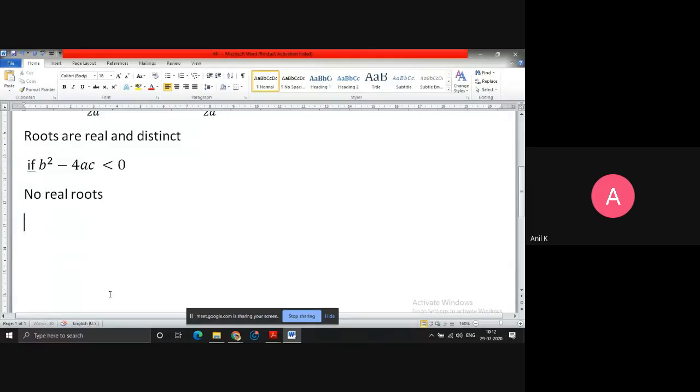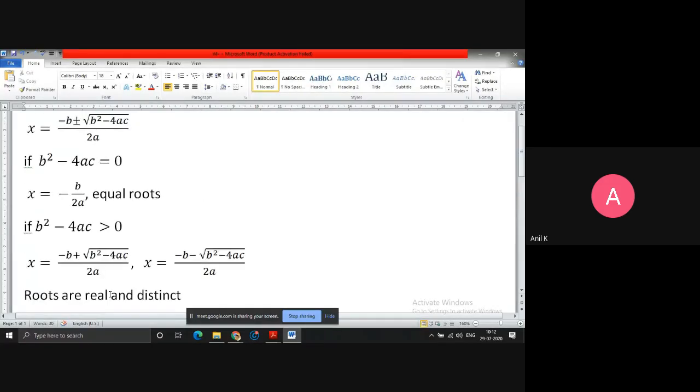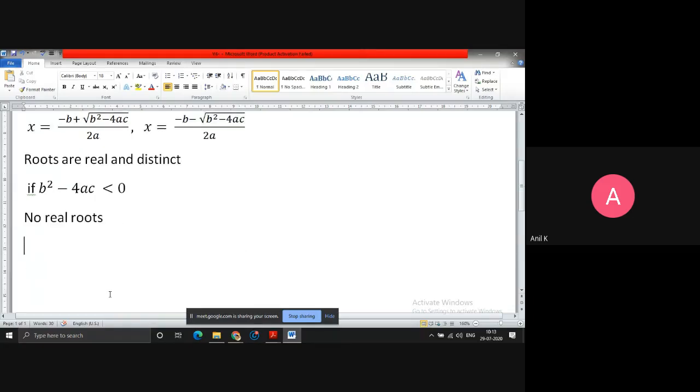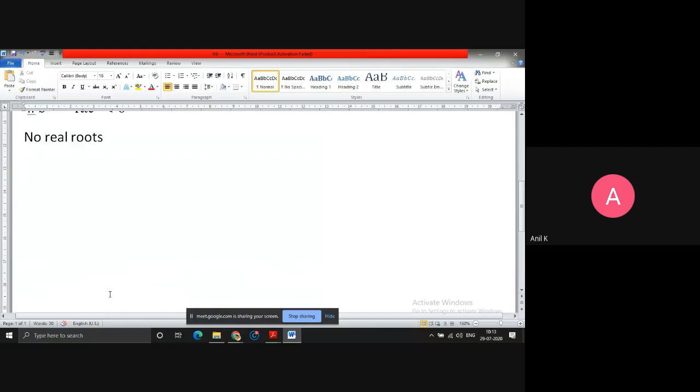Okay, so this is the introduction part of the nature of the roots. The nature of roots is: roots are equal, roots are real and distinct, or no real roots. These are the three cases. Especially using this formula, there will be a 1 mark question. They give: find the value of k if the following quadratic equation has equal roots. So let me take the example. How do we solve it?